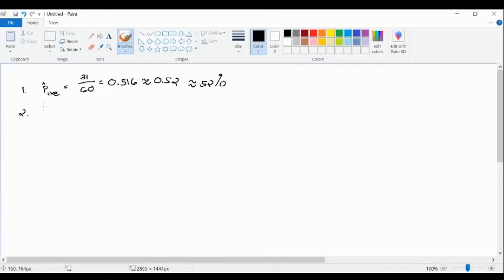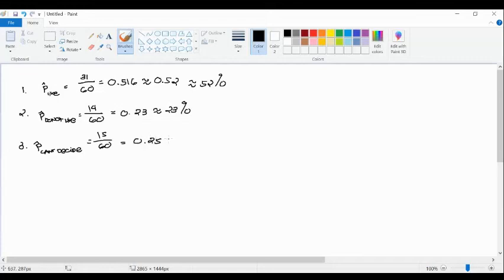Now, for the responses that do not like, there are 14. So p-hat do not like is 14 over 60, which is equal to 0.23, or 23%. And lastly, there are 15 that cannot decide. So p-hat can't decide is equal to 15 over 60, and that would be equal to 0.25, or 25%.